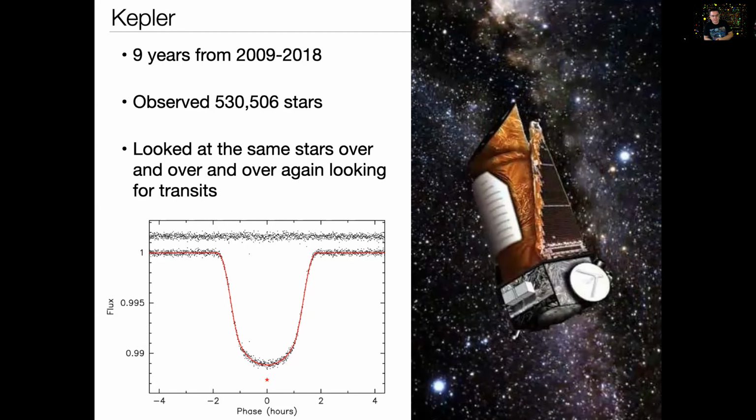I'll show you the star field here in a minute. And what they did is they just measured the brightness of the stars over and over and over again, and they plot the brightness of the stars versus time.